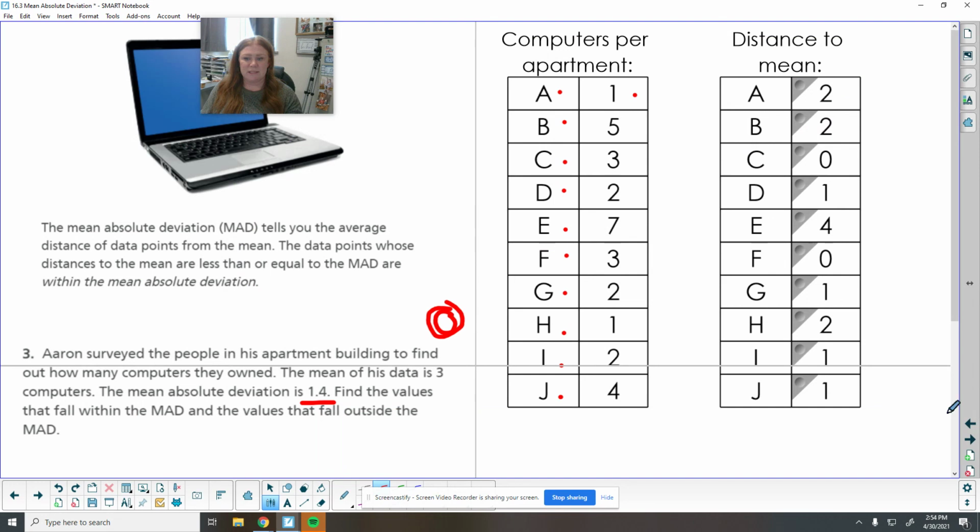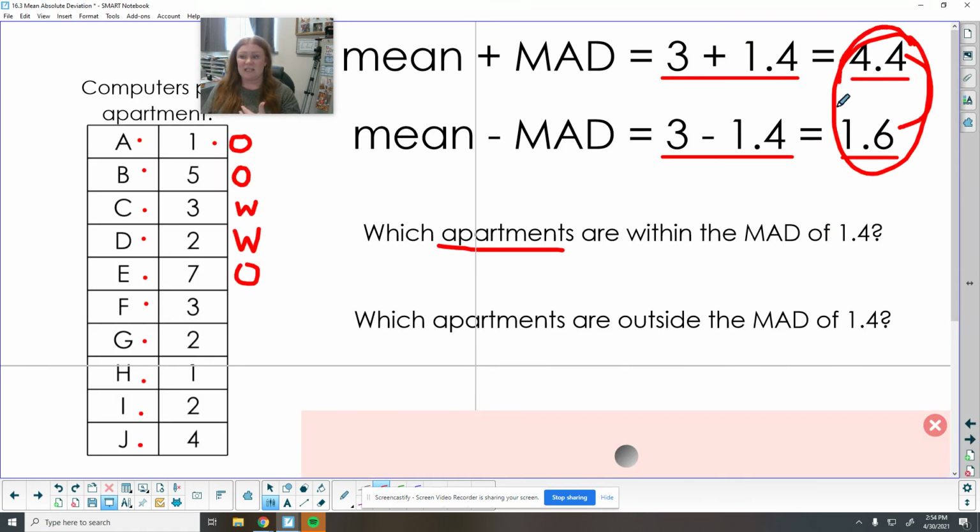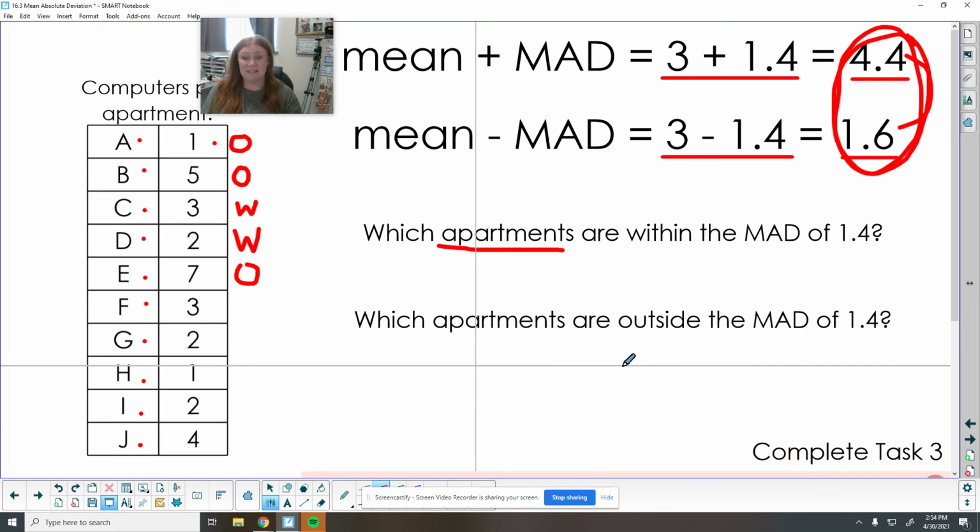You can also take a look at this, right? If it's bigger than 1.4 away, I know it's not going to fit in there. This was 0 away. It fit within the deviation. This was only 1 away. It fit within that 1.4 distance. This one was 4 away. This one is 0 away. So there's a couple ways you can look at it. You can either look at the distance, or you can just find this range and see which ones fit in there. Okay, go ahead and complete task 3 and work on your check for understanding for today.